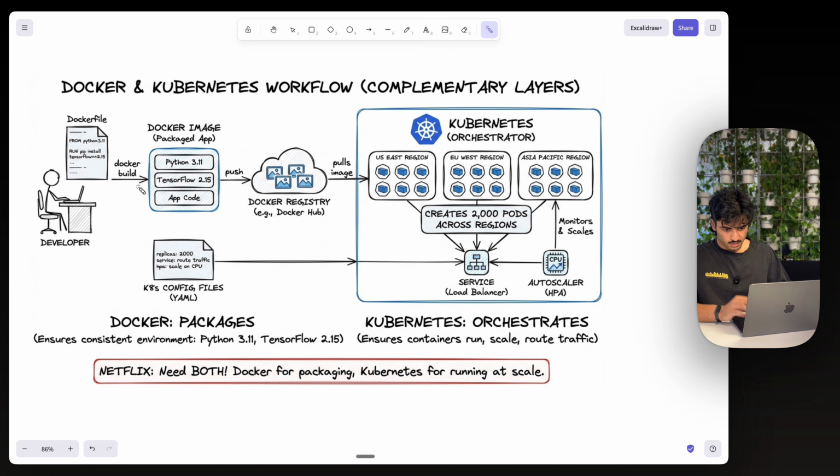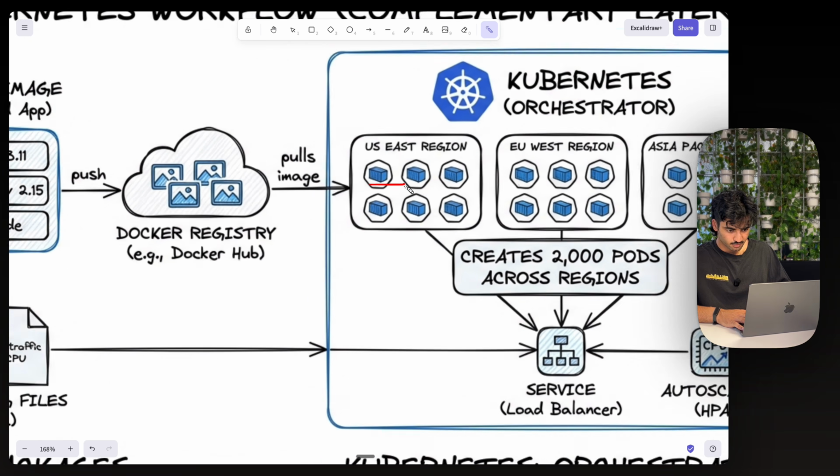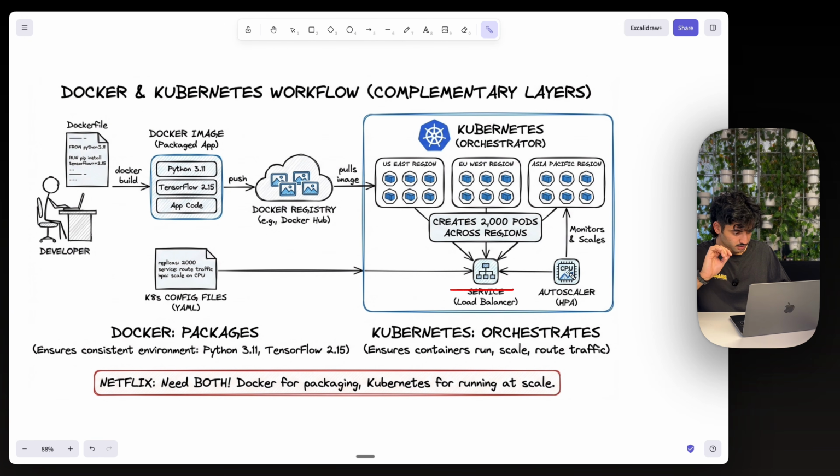You write a Dockerfile, and then you run a build that creates your Docker image with Python 3.11, TensorFlow, and your app and code packaged together. You push that image to a registry like Docker Hub. Then you give Kubernetes a config file that says run 2,000 pods of this image. Route traffic to those pods and scale up when CPU usage is high. Kubernetes pulls your Docker image from the registry and creates 2,000 pods across multiple regions. Each pod is going to run a container from that image, and the service routes requests to them, and the autoscaler monitors and scales based on traffic. Docker packages, Kubernetes orchestrates.